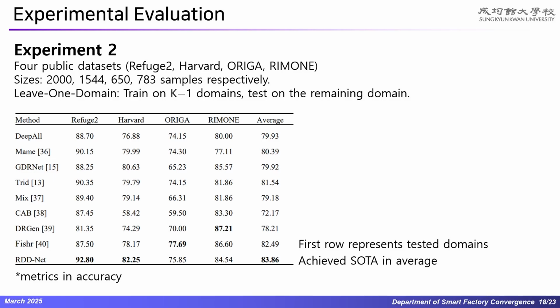Experiment 2, which I prefer more because it reflects more real-world scenarios, is the one with the 4 public datasets. And we can see here on the first row, it represents the dataset that is being tested. So let's say Refuge2 here. Refuge2 is unseen, being tested, and all the other ones, Harvard, Origa, and Ramon, are the ones being trained. And we can see that RDD-Net beats the other proposed methodologies, the other papers, within the average. So it has a higher average than all other papers, achieving SOTA as well.